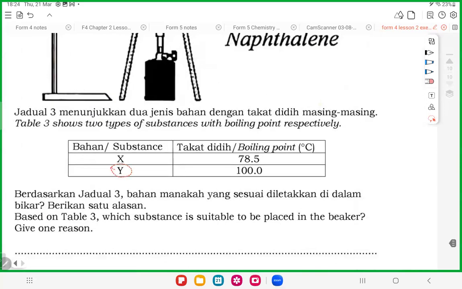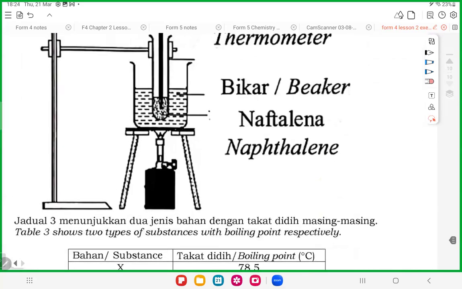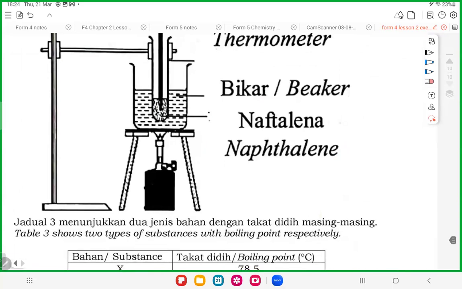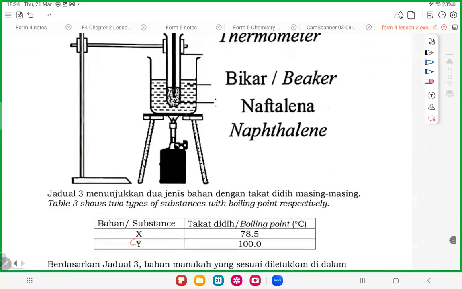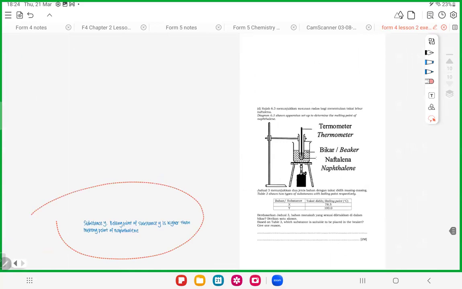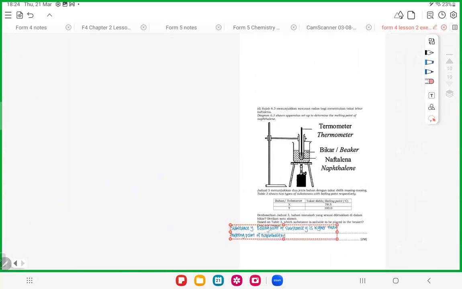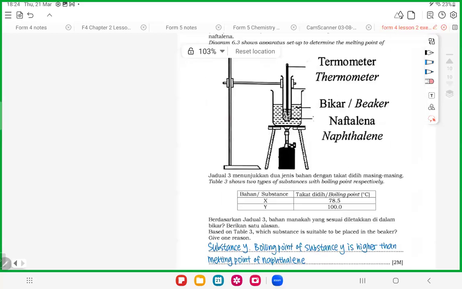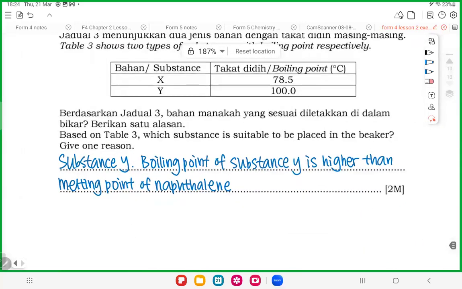So give a reason why we choose substance Y. Because substance Y, the boiling point that we have is higher than the melting point of our naphthalene. You got it, right? You must make sure the boiling point that you have must be higher than the melting point of naphthalene because you don't want the substance to boil before the naphthalene is melted. That's it. So this is how it looks. We choose substance Y to put in a beaker. Why? Boiling point of substance Y is higher than the melting point of naphthalene.